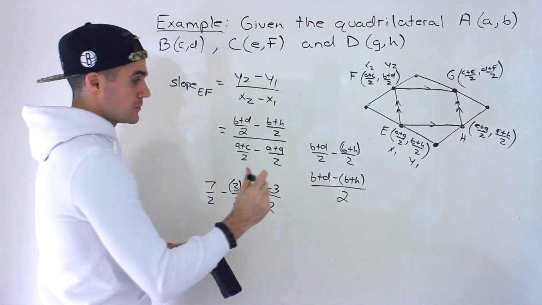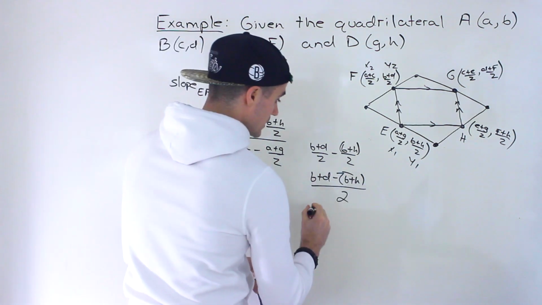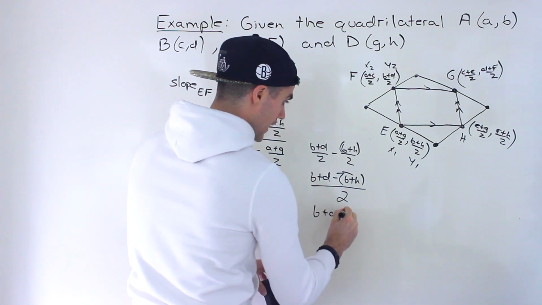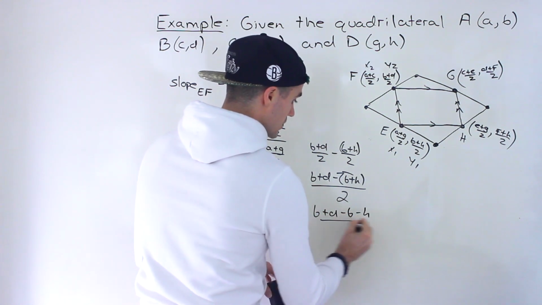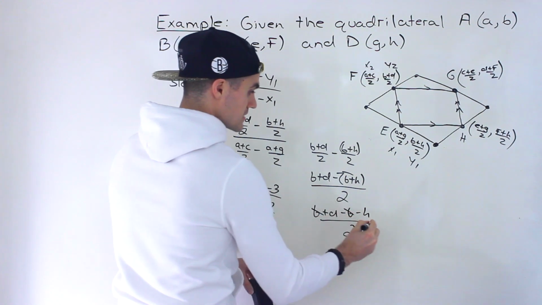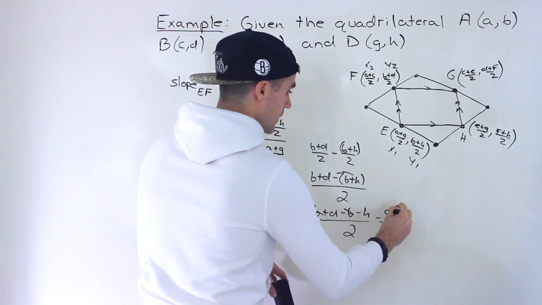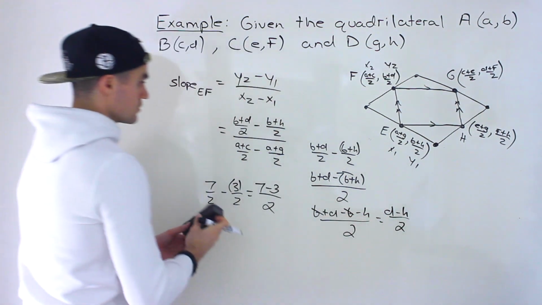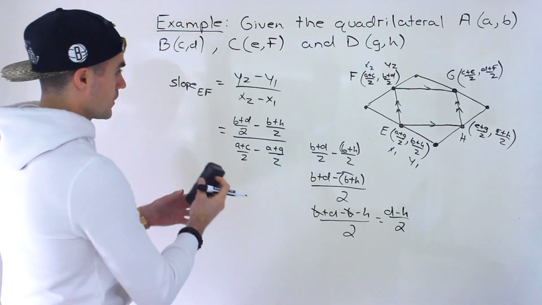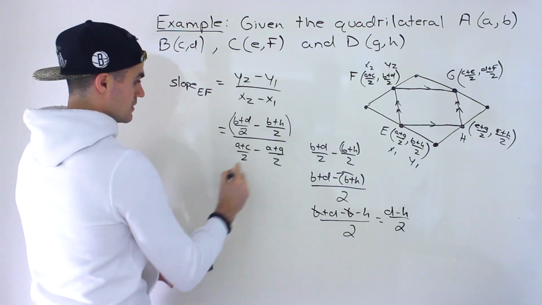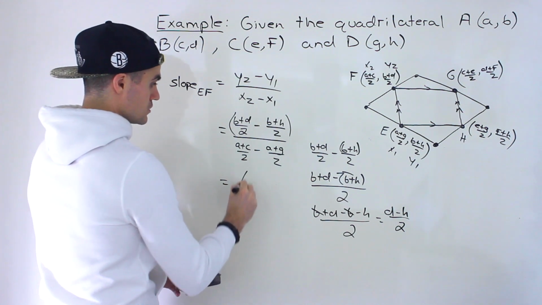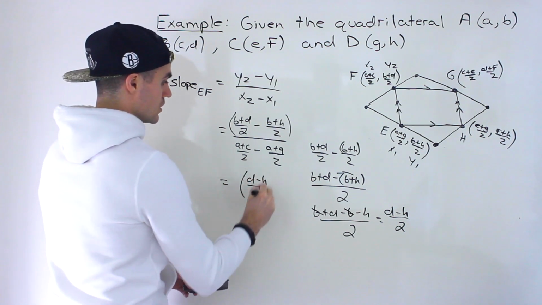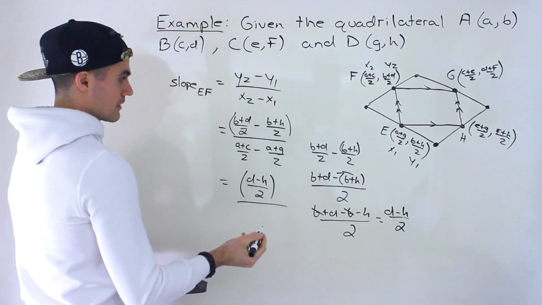Right? That's key, because what's going to happen is now you got to distribute the negatives, so you'll have b plus d minus b minus h. That's going to be over 2. Notice the b's cancel out, so we're left with d minus h over 2. Okay, so this whole numerator here in brackets simplifies to d minus h over 2, like that.